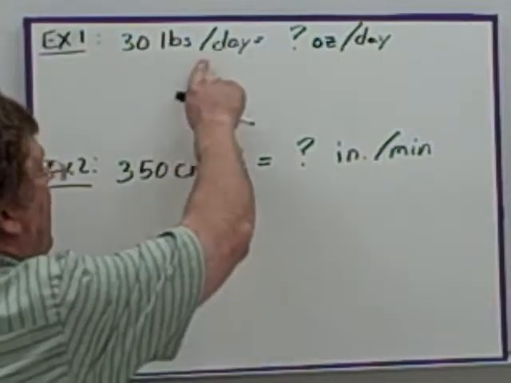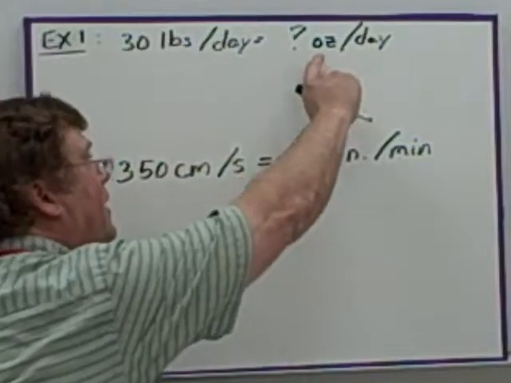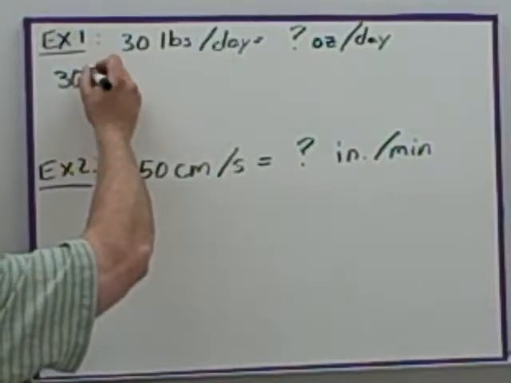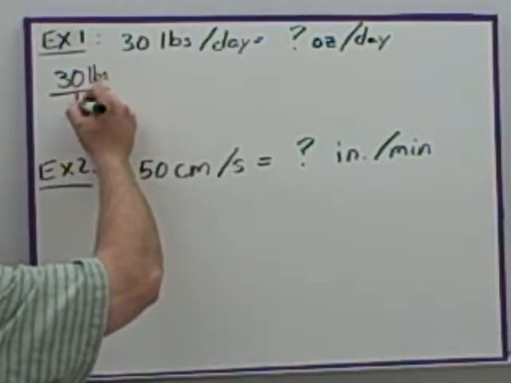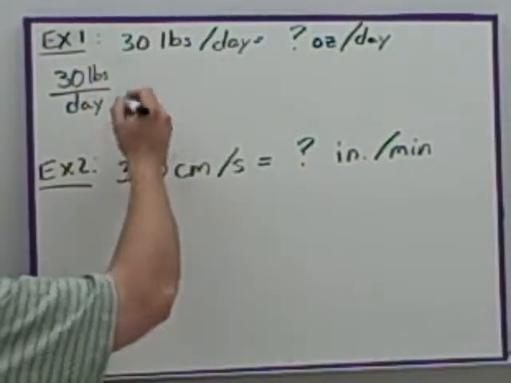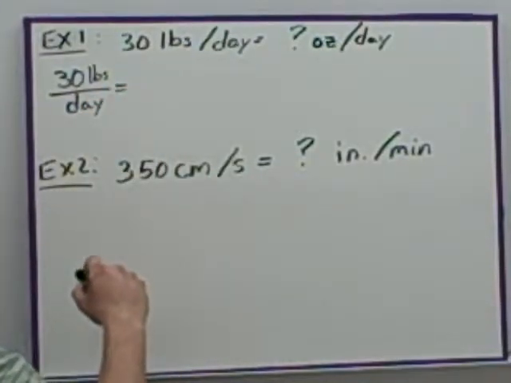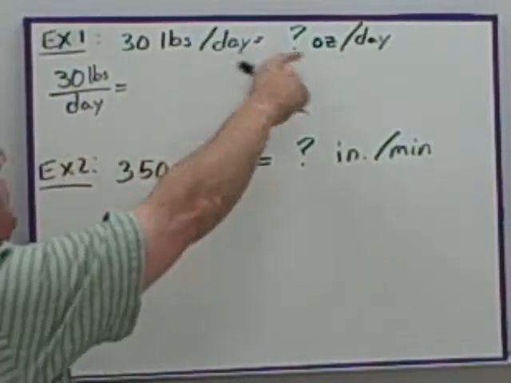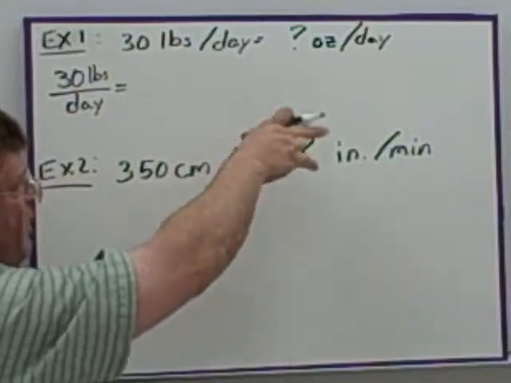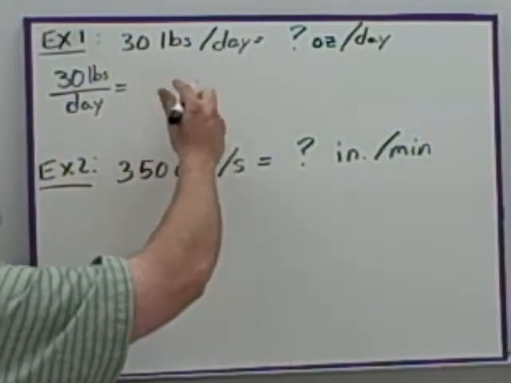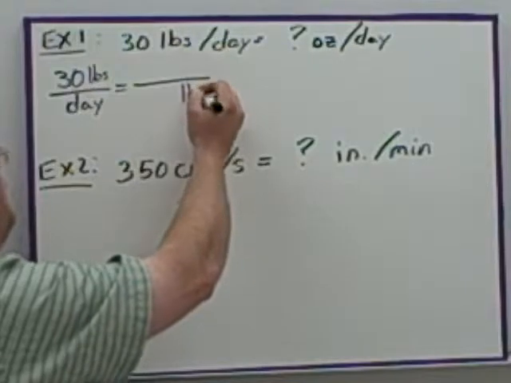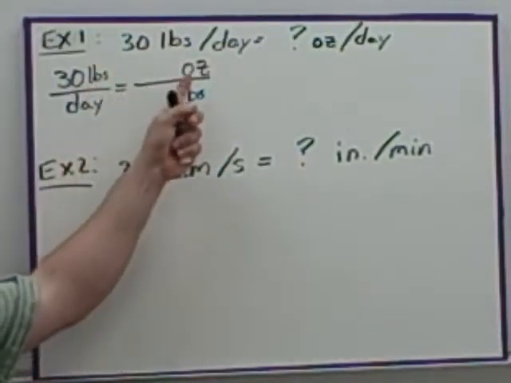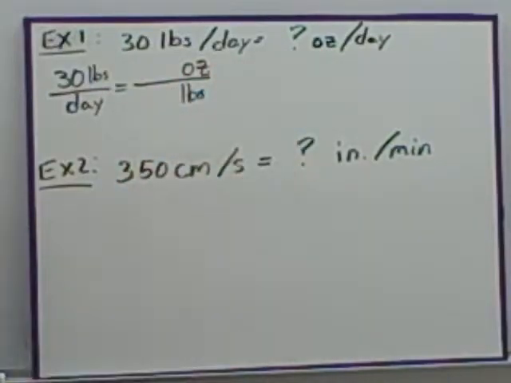Here we have 30 pounds per day, and we're looking to convert that to ounces per day. So we're starting off with 30 pounds per day. We want to multiply that by something that has days on the top. Well, the day stays the same, doesn't it? The day stays the same. So we don't worry about it. We just carry the days around here. But we want to have something that has pounds on the bottom and ounces on the top, because we want to get rid of the pounds and we want to move to ounces.